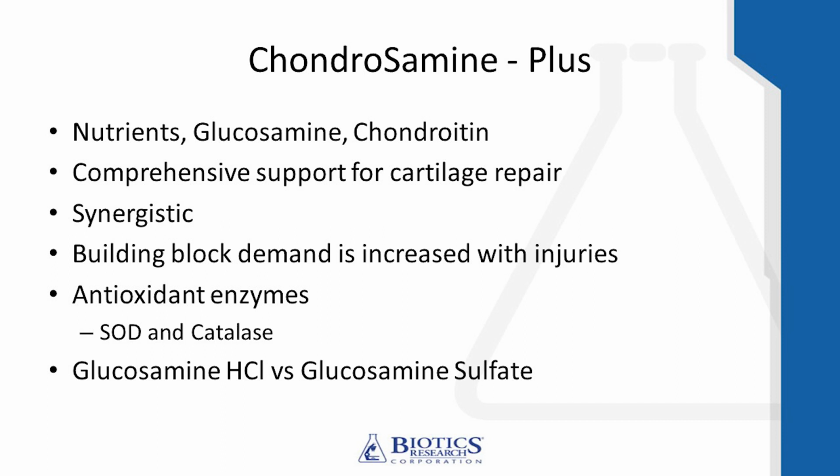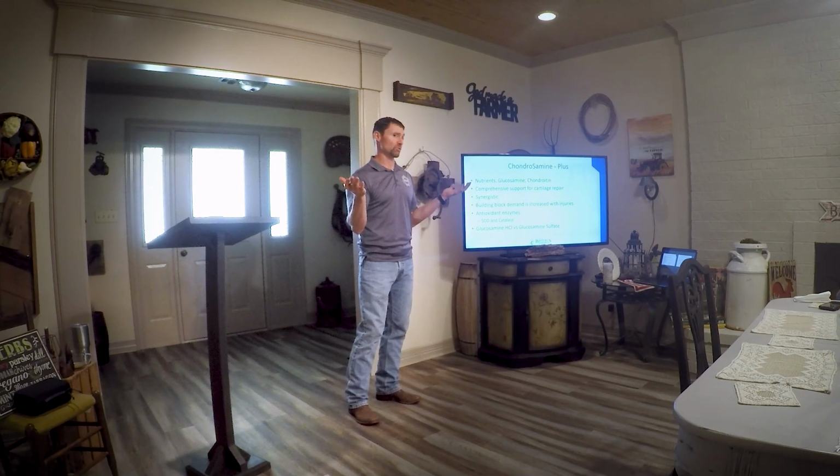There's 2 products in the Biotics line. There's the Chondroitin plus, and then there's the Chondroitin S. The only difference between these 2 products is the Chondroitin plus uses glucosamine HCl. The Chondroitin S uses glucosamine sulfate. All it does is allow you to pick which form of glucosamine you want to use. There's literature to support both forms.